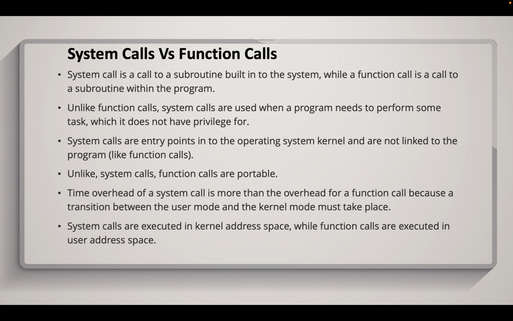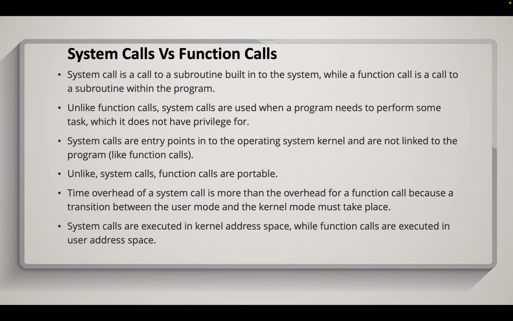System call versus function call. We already know about function calls, or library functions. What is the difference between a system call and a function call? A system call is a call to a subroutine built into the system, whereas a function call is a call to a subroutine within the program. Are you able to understand? So a system call is a subroutine built into the system, whereas a function call is a call to a subroutine within the program.